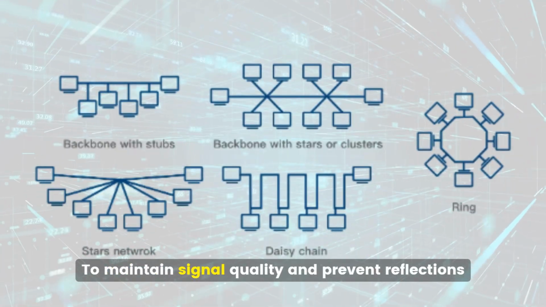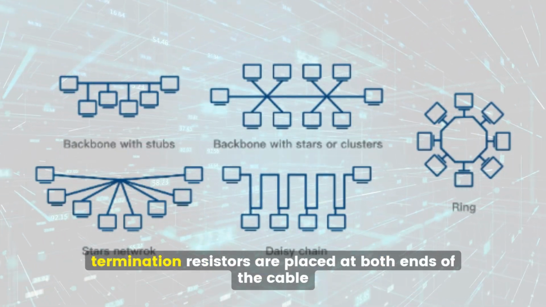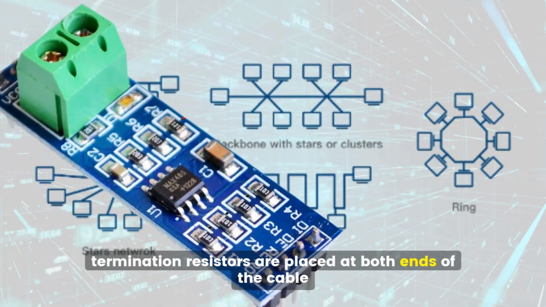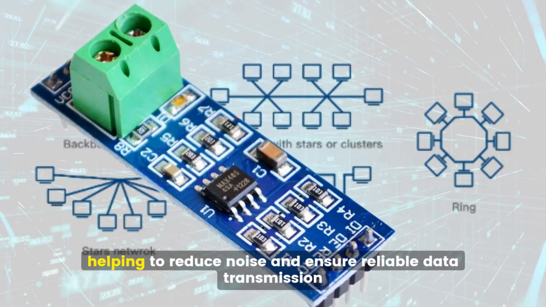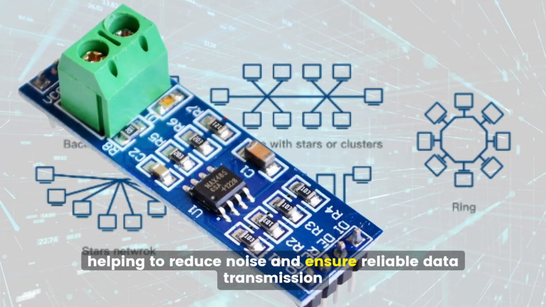To maintain signal quality and prevent reflections, termination resistors are placed at both ends of the cable. These resistors match the cable's impedance, helping to reduce noise and ensure reliable data transmission.